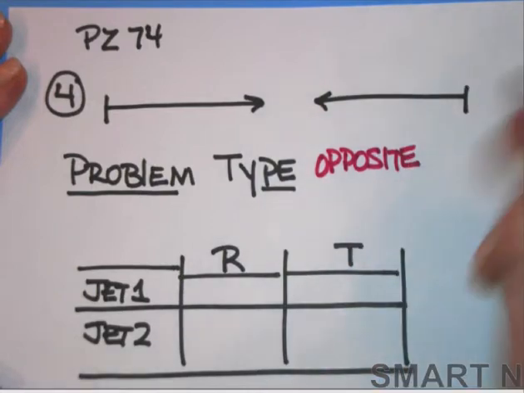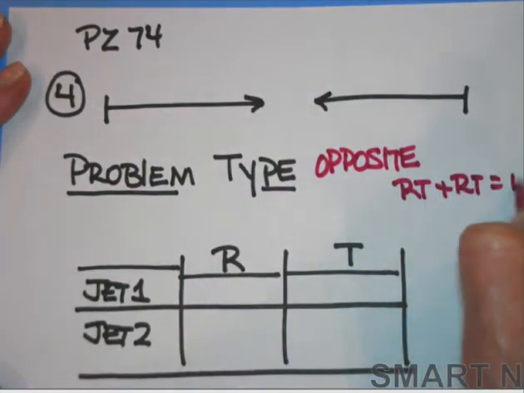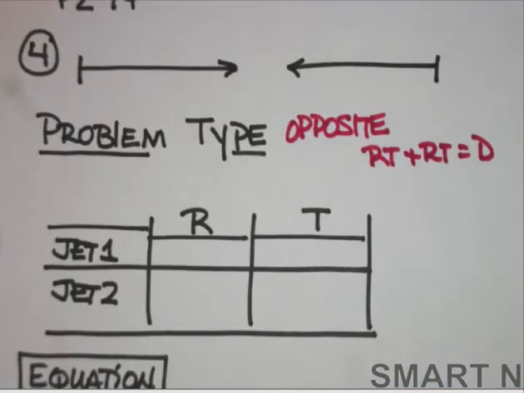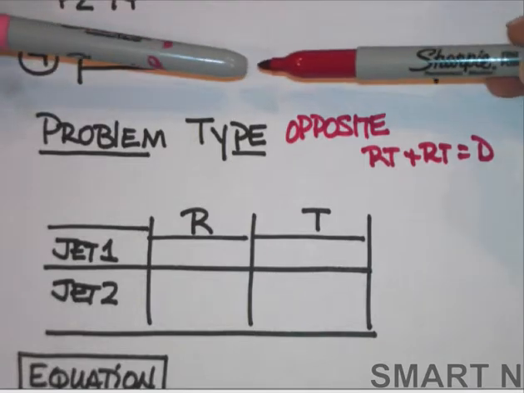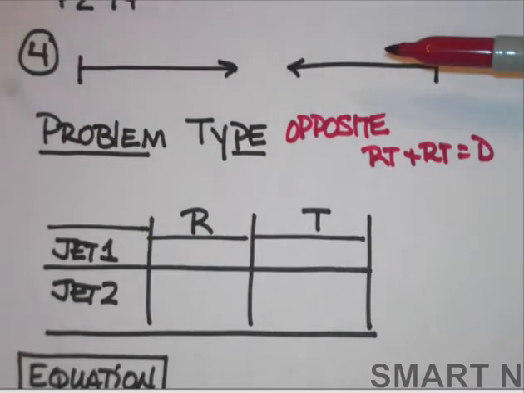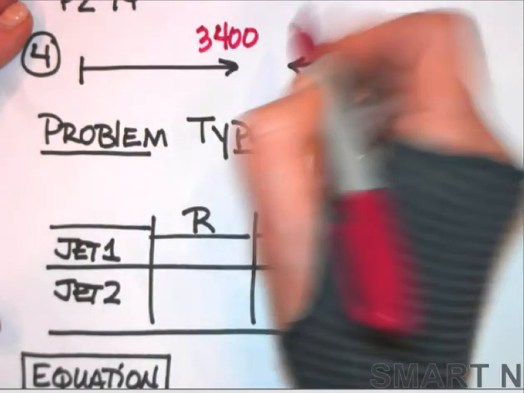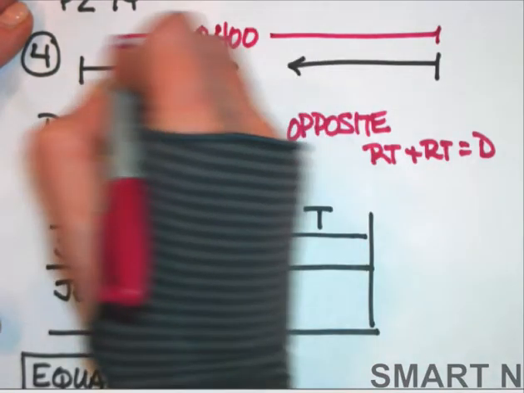And opposite direction is rate times time plus rate times time equaling total distance covered. And the way I have it sketched, they're starting at opposite sides, traveling toward each other. So the total distance covered would be, in this particular problem, 3,400 kilometers, since they start 3,400 kilometers apart. So that's the total distance for this problem.